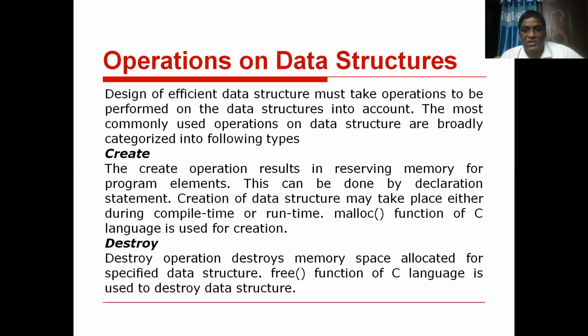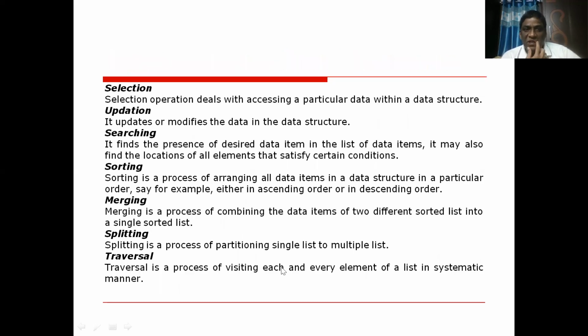In C language, generally we make use of the free function to release any dynamic memory which is allocated for the data structures. If it is a static memory allocation, then there is no need to write this destroy. Anyhow, it will be automatically restored when your program execution completes, right? So you need to write this destroy function only if the data structure is created dynamically, so you need to release it properly. Okay, and then these are other operations that should be implemented on data structures.